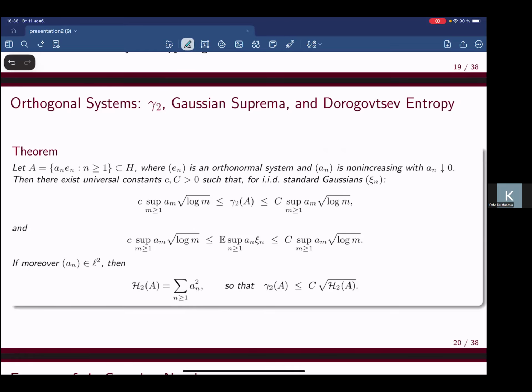Equivalently, c times the supremum of a_m times the square root of log m is less than or equal to the expected value of the supremum of the sum of a_n xi_n, and that in turn is less than or equal to C times the same expression. Moreover, if the sequence a_n belongs to l2, that is, the series of a_n squared is summable, then the quadratic entropy of A is given by this formula as we saw before, and therefore gamma 2 of A is less than or equal to C times the square root of H2 of A. The results show that all three quantities are connected and describe the same order of complexity.